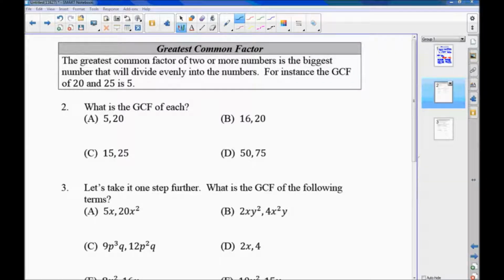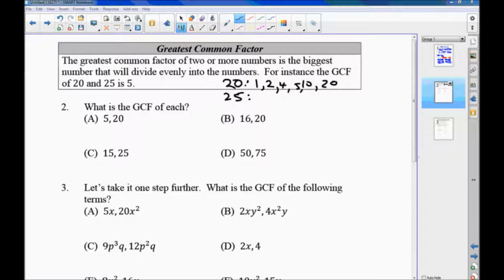So the greatest common factor of two or more numbers is the biggest number that will divide evenly into the numbers, or all the numbers. For instance, the GCF of 20 and 25 is 5. So here's how we would do this in grade school. You thought of all the things that divided into 20, or all the things that multiplied to make 20 is even easier to do. So 1 and 20, 2 and 10, 4 and 5.